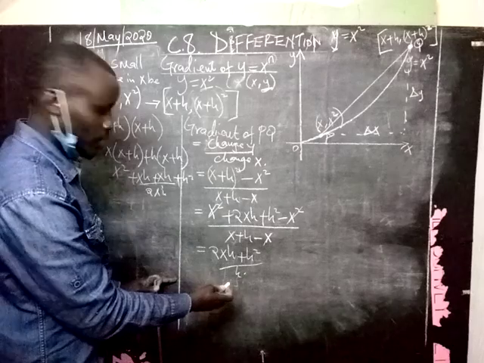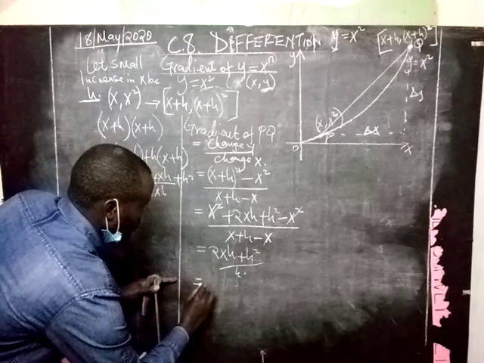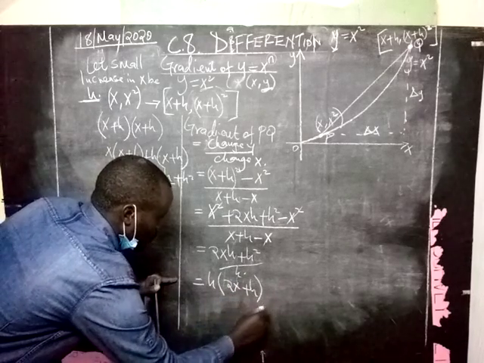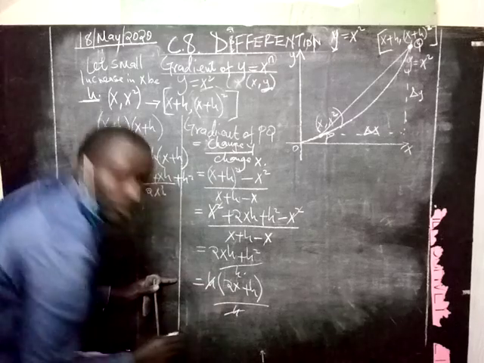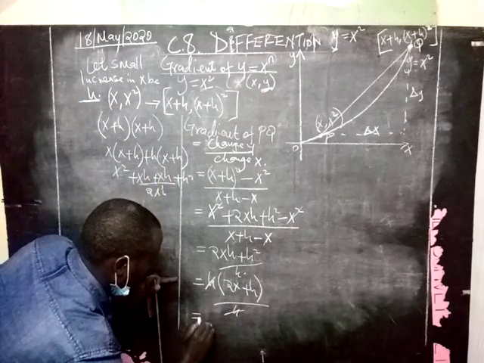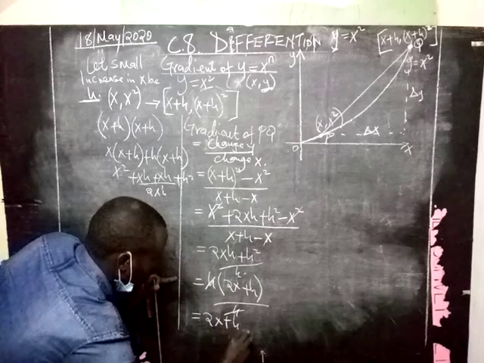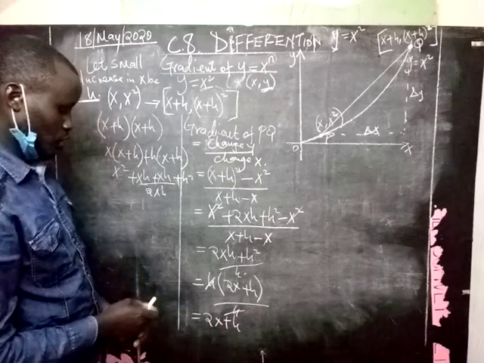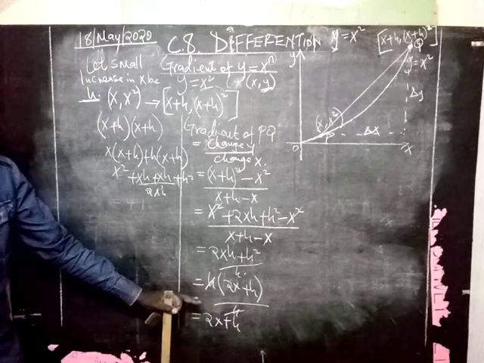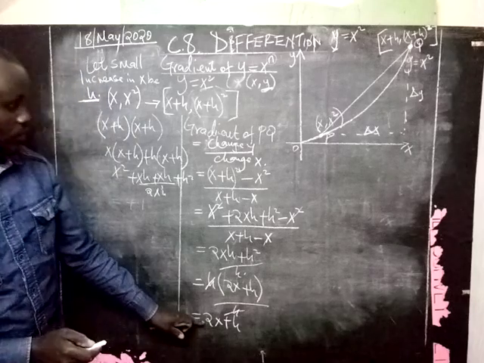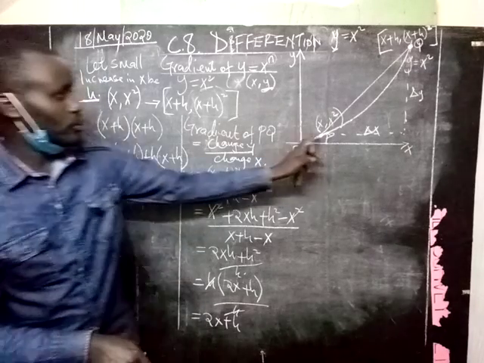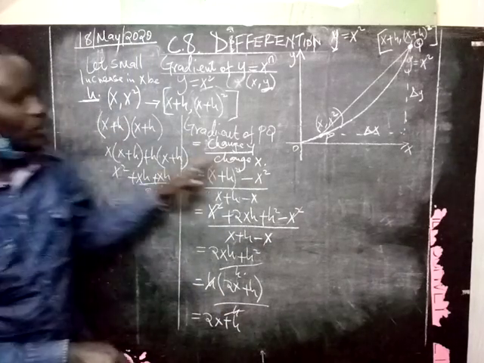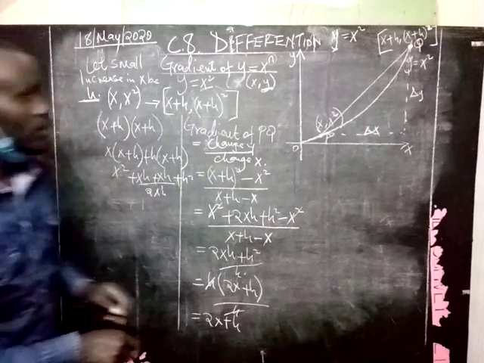So we want to cancel out the denominator. We are going to have h into 2x plus h, all over h, so that we cancel out this one to remain with 2x plus h. That is our gradient of these two points P, Q. That line now represents the gradient of this equation y equals x squared.